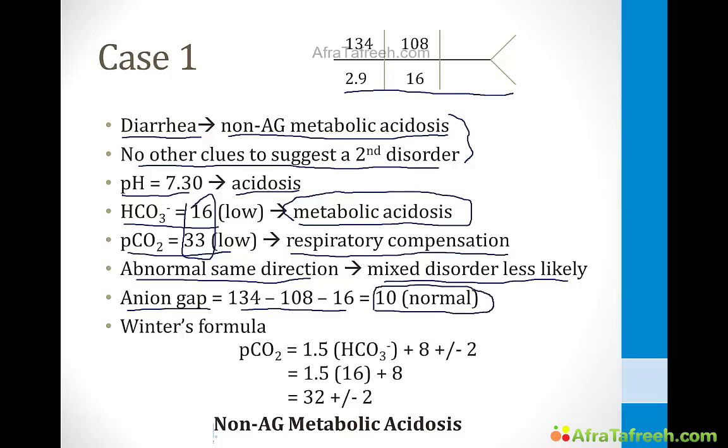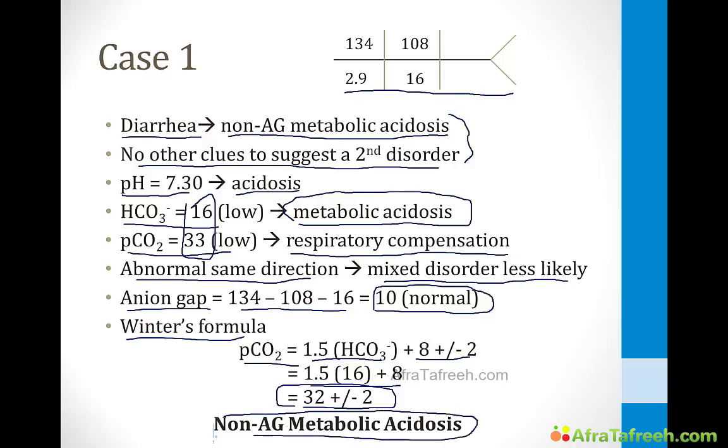Now, anytime you have a metabolic acidosis, it doesn't matter what kind, you use Winter's formula to determine the expected PCO2. So now we're going to use Winter's formula. The PCO2 expected based on Winter's formula is 1.5 times the bicarb plus 8, plus or minus 2. So it's 1.5 times 16 plus 8, or 32, plus or minus 2. So we should have a CO2 anywhere from 30 to 34 if we're going to have normal compensation, and we do. Our PCO2 is 33. So this is a simple non-anion gap metabolic acidosis with no secondary disorder.